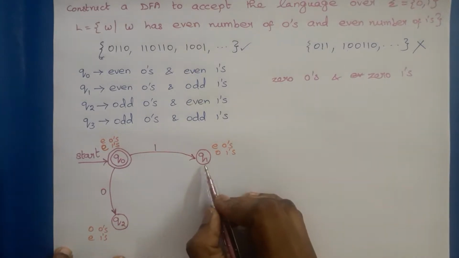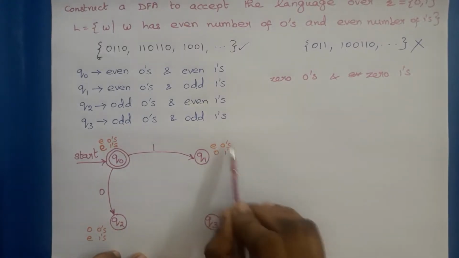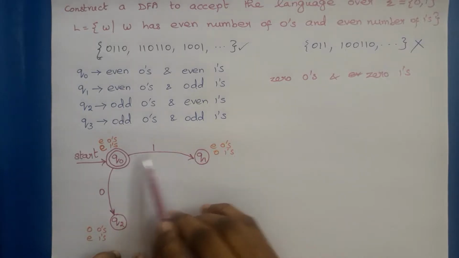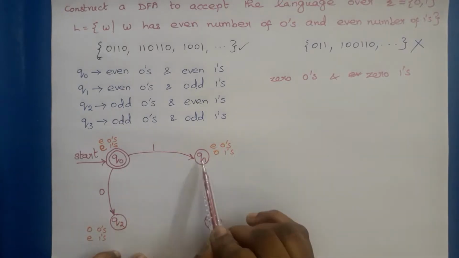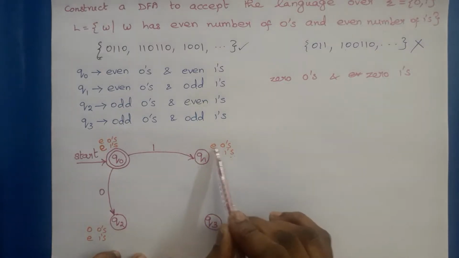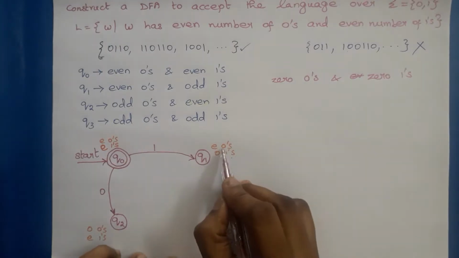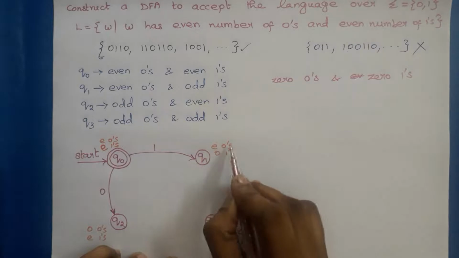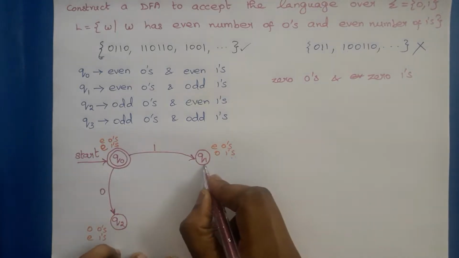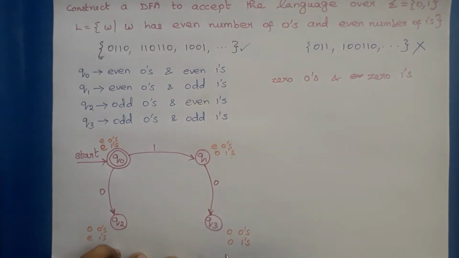Now we have to consider Q1. In Q1, the meaning is we have already recognized an even number of zeros and an odd number of ones, right? Because if you consider this path, we have 1, which means an odd number of 1s, and 0 zeros means an even number of zeros. Now we are going to add one more 0 here. If we add 0 here, then it will become odd zeros and odd ones. Odd zeros and odd ones means Q3. So Q1 to Q3, there is a transition on input 0.